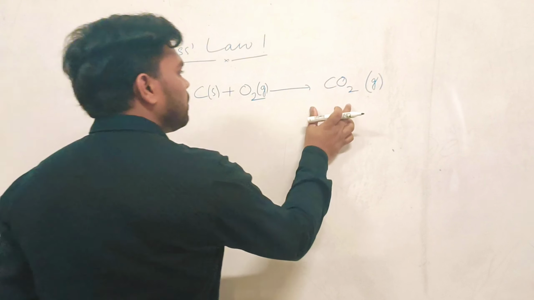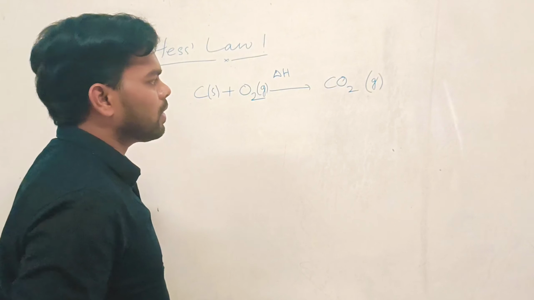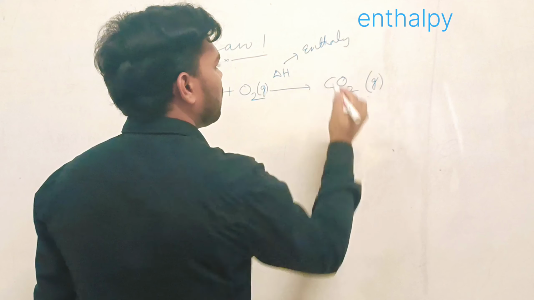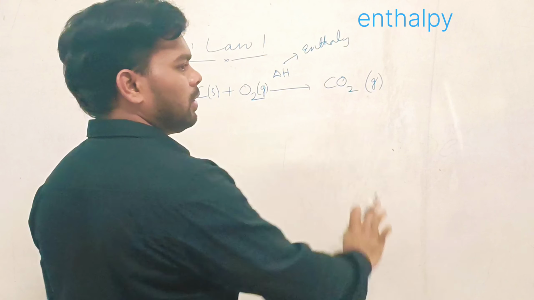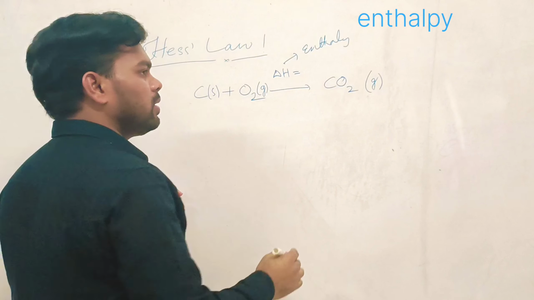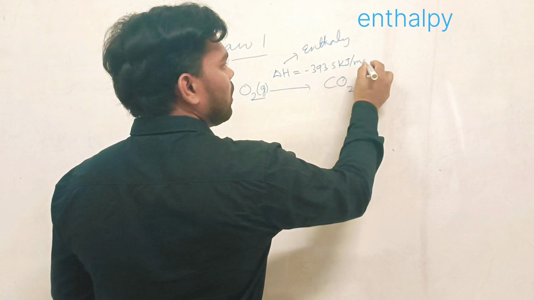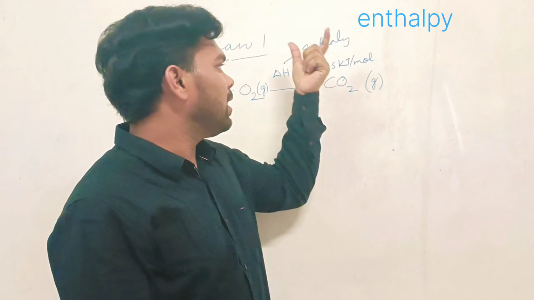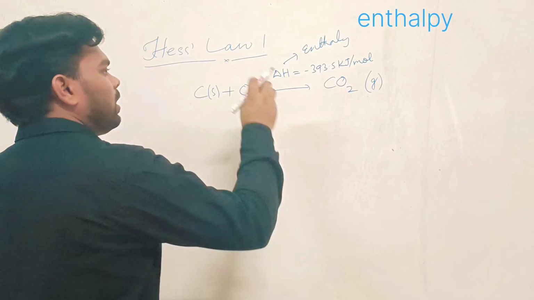For the formation of carbon dioxide, we write the energy change in the form of delta H. Delta H is basically called enthalpy, or energy change. So carbon reacts with oxygen to form carbon dioxide. How much heat energy is released? Around 393.5 kilojoule per mole of energy will be released. The negative symbol describes that it is an exothermic reaction. Heat is getting out.